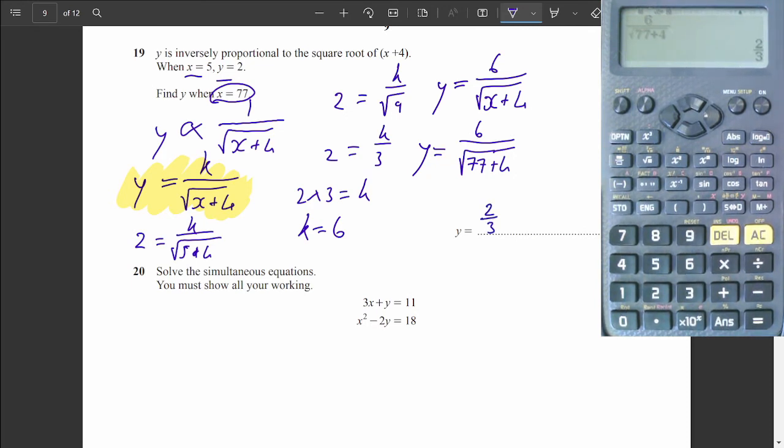Okay. If you want to write this as a decimal, very important, you need to write it correct to 3 significant figures. So you need to write 0.667, or 0.666 and dot dot dot. Okay, or just the best way, write it as a fraction.